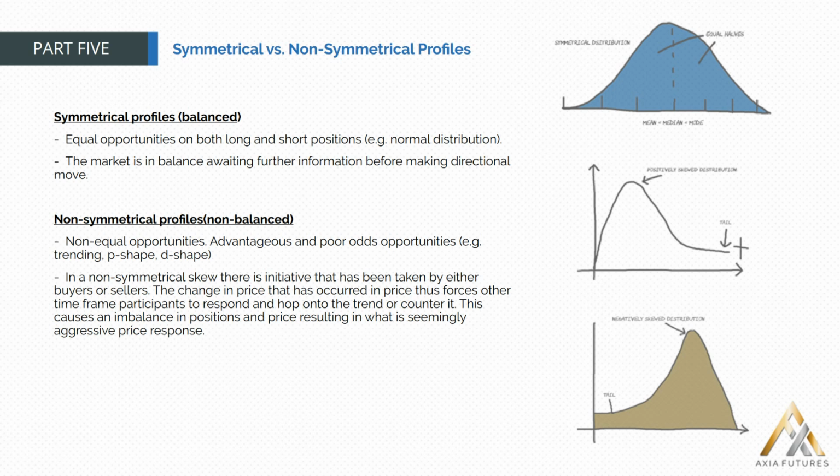Now, as you can see in the pictures, our first blue little picture there, that's what a typical normal distribution looks like. What you'll notice is that the majority of the trade is executed within sort of 70 to 90% of the mean. In other words, the average price on the day. Now, non-symmetrical profiles, as you can see by the pictures, have somewhat of a skew. It could be a positive skew or a negative skew. Now, non-symmetrical profiles, by that very definition, mean non-equal opportunities.